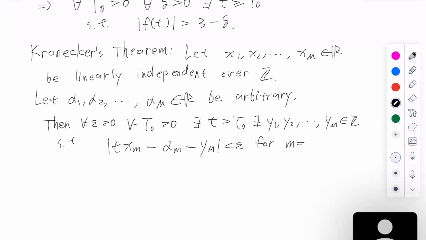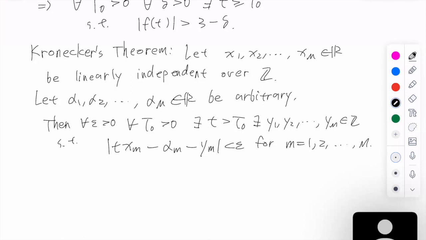For m running from 1 to the capital M. So this is Kronecker's theorem, in the n-dimensional form. And since we know that Dirichlet's approximation also has an n-dimensional form, we can apply those theorems to study the generalization of our square problem.